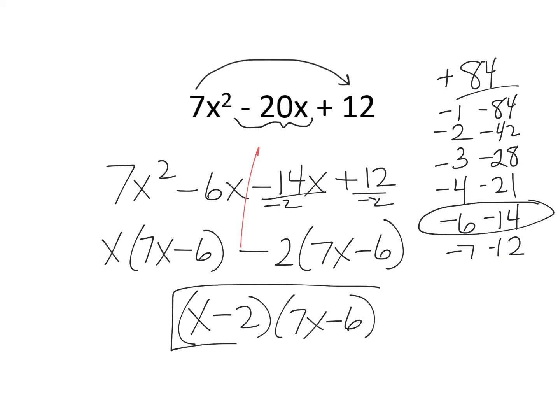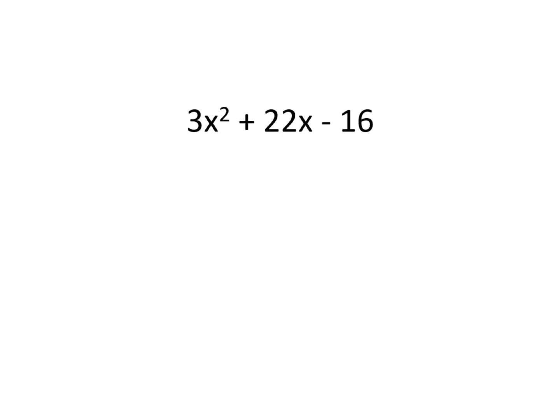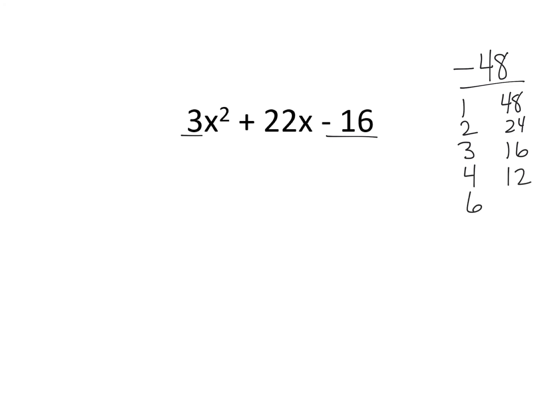Is that what you got when you did it by yourself? All right, here we go. My A times my C. 3 times negative 16 gives me a negative 48. That's important to know, negative 48. I'm going to do 1 and 48, 2 and 24, 3 and 16, 4 and 12, 6 and 8. All right, I'm done. But again, negative, negative, negative, negative, negative.